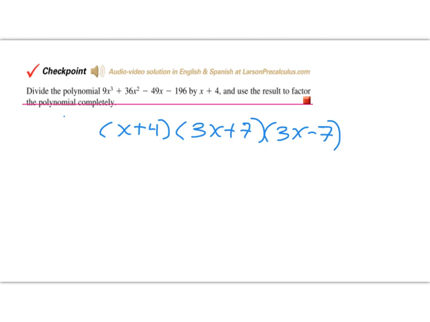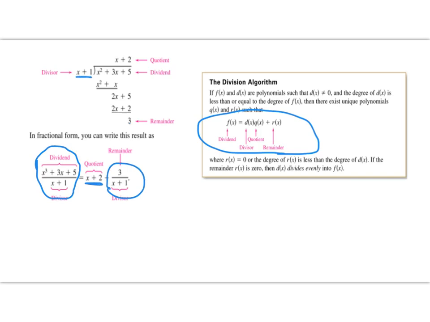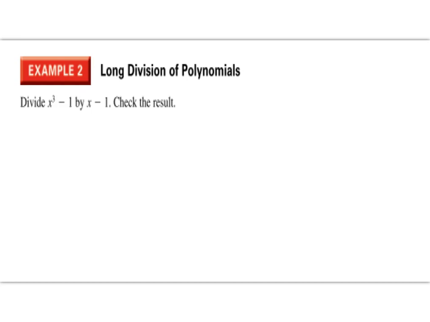Okay, here's the answer. All right, so next one, this is just talking about how to do the long division and all that stuff. And it just tells you the way to write it. So this is what you were dividing. So that's your quotient, and then that's your remainder. So this is what you ended up with, and this was your remainder over x plus 1. Okay, so let's go here.